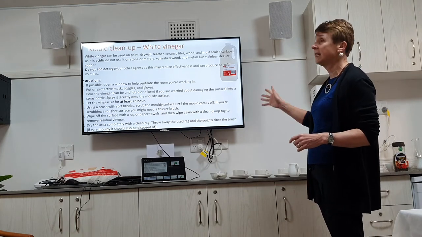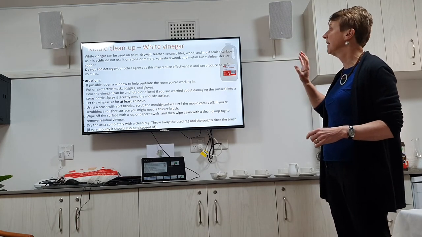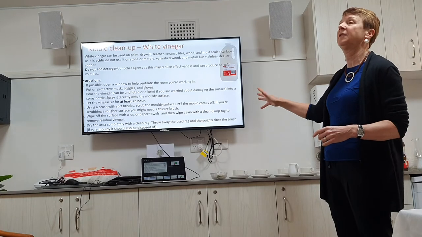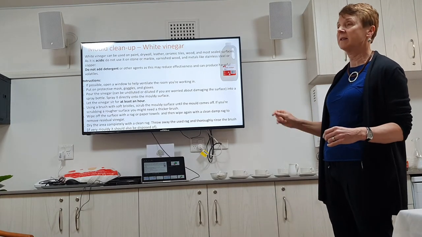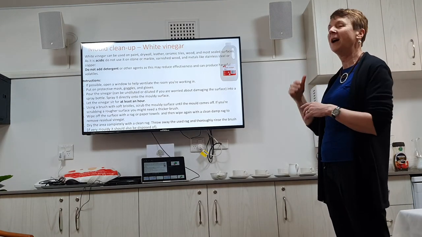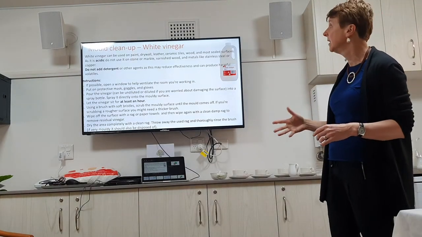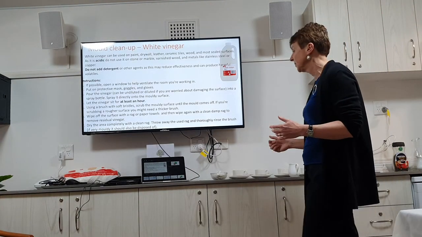So this is a way to clean things up, but just bear in mind that the mold will grow back if you've still got moisture around. So you've also got to be thinking about how can I prevent the molds in the first place, as well as cleaning up any issues that you've got.